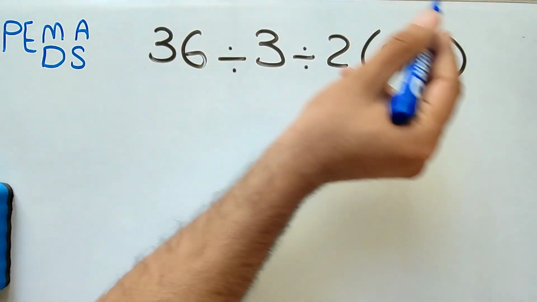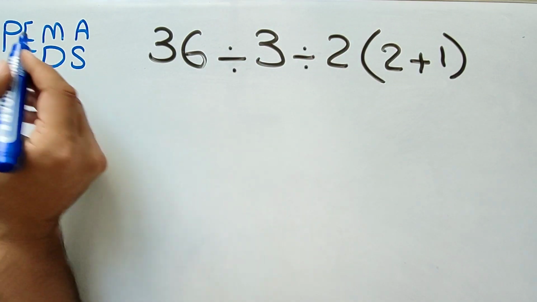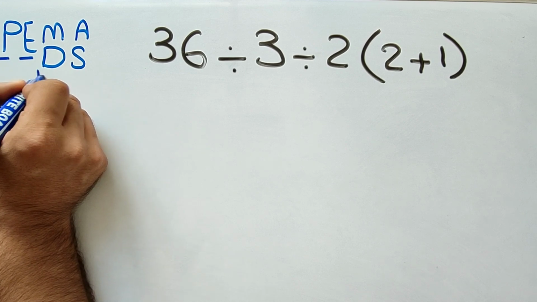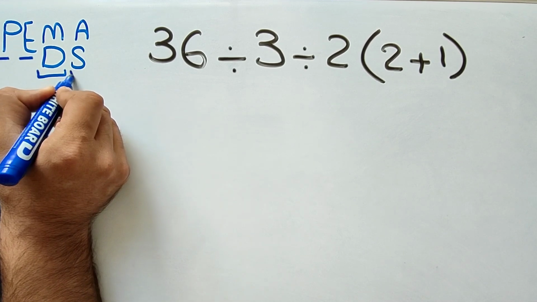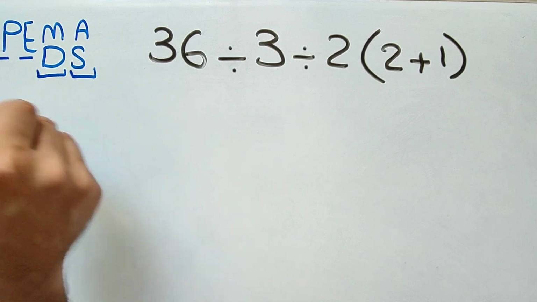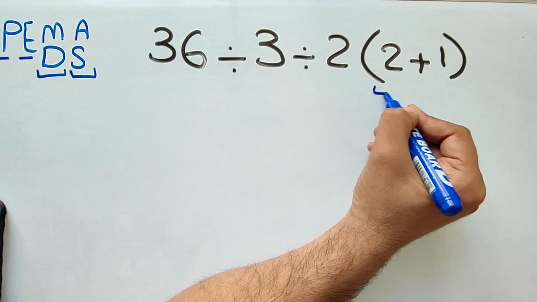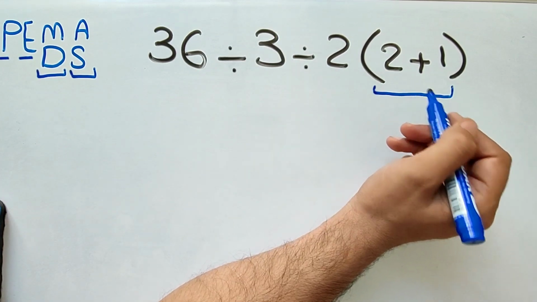We have to solve this expression in this way. First parentheses, then exponent, then multiplication and division, and then addition and subtraction. So according to this rule, we have one parenthesis here that we have to solve first.